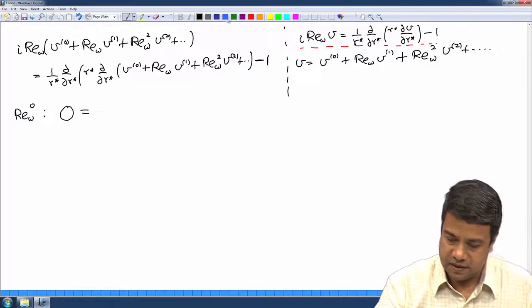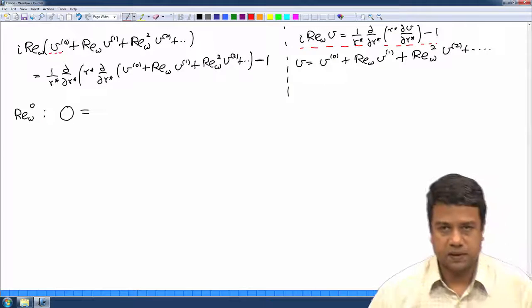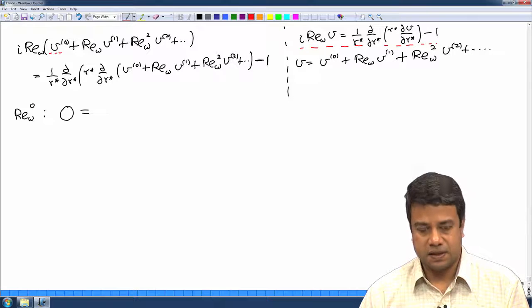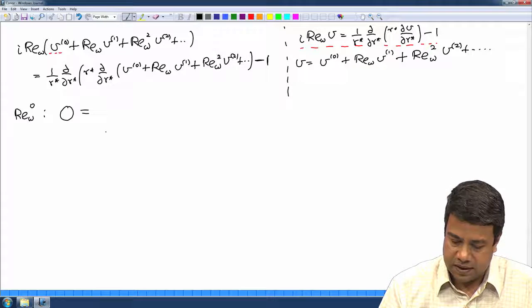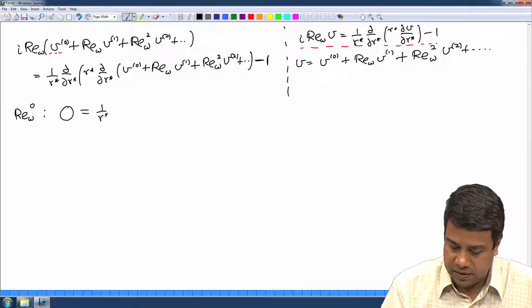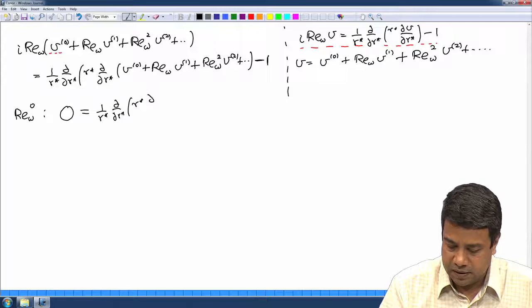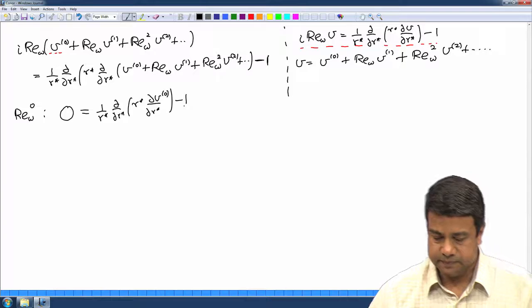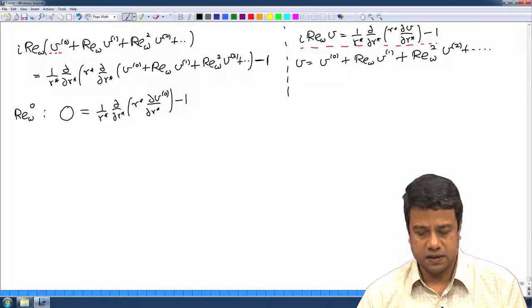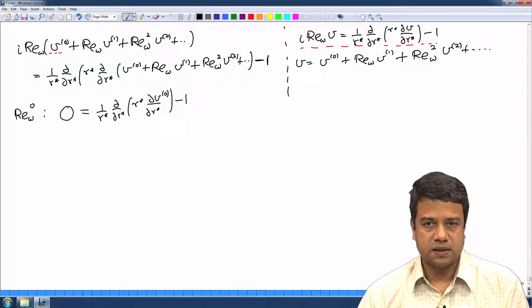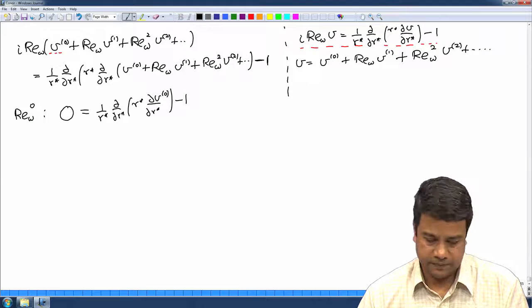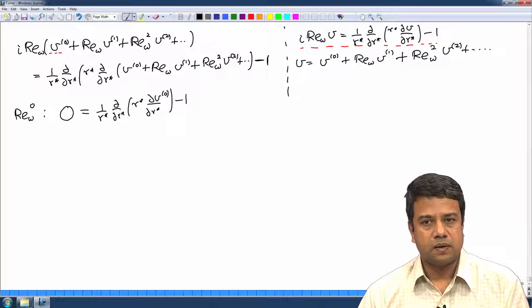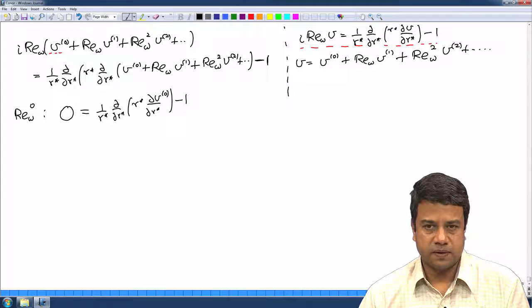In this particular case, on the left side I get 0, because the first term itself is multiplied by Re omega. On the right side I get 1 by r d by dr of r dV0 by dr minus 1. So, that is all terms in this equation which are multiplied by the 0th power of Re omega. What about terms that are multiplied by the first power of Re omega?